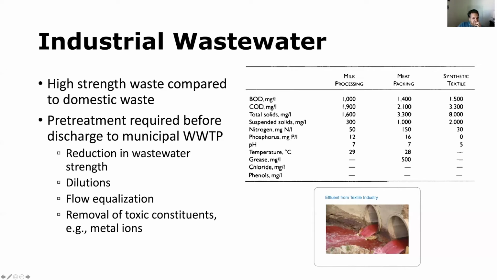So this helps reduce the wastewater strength. It may help also dilute the wastewater, equalize some of the flow, and importantly also remove some of the toxic constituents like metal ions, which could interfere with the wastewater treatment processes downstream. All right, so this table right here just shows some typical BOD, COD, solids concentrations, etc., for 3 different wastewaters from 3 different industries.